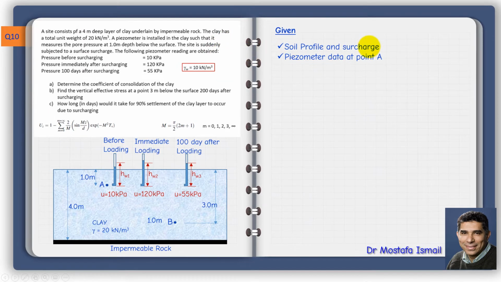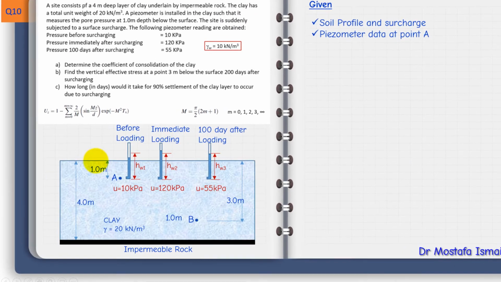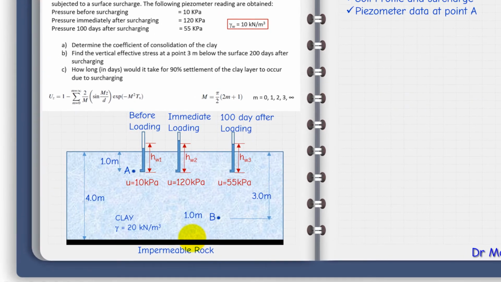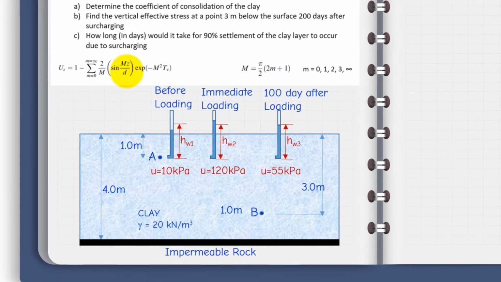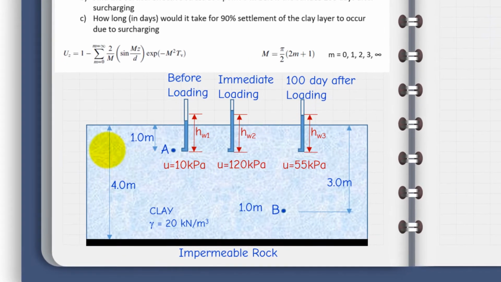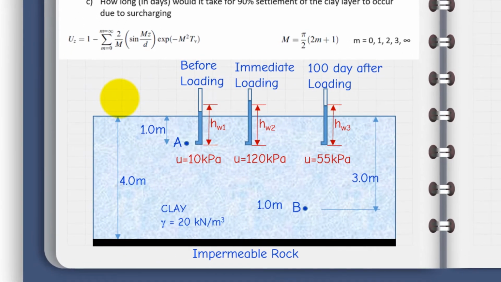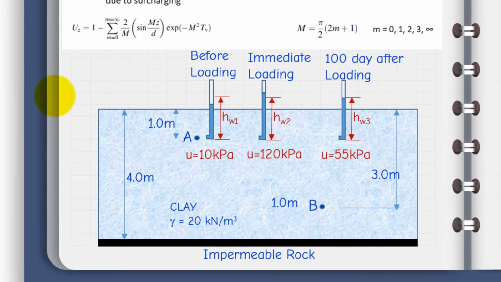What we are given here is a soil profile that's 4 meters of clay, and we have here impermeable rock. The site will be loaded with surcharge on the top here, and we are given piezometer data at point A. So I have 2 points here, point A and point B. We are given piezometer data. I will explain what we are given here.